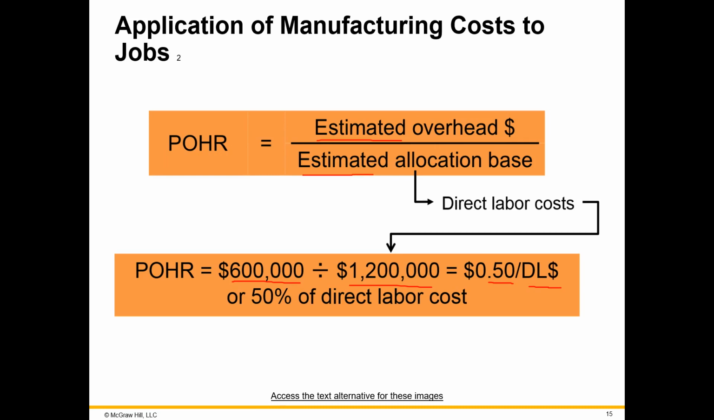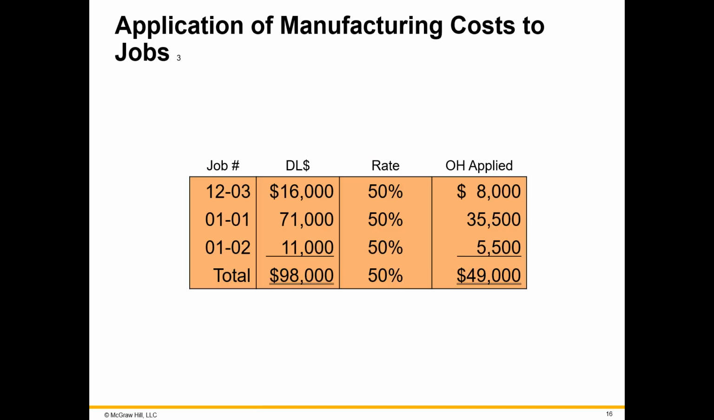Now we look at the next slide, and we see that when we actually apply the overhead, we're using actual numbers. So in this case, job 1203 had actual direct labor cost of $16,000. Job 0101 had $71,000, and job 0102 had $11,000. So these are actual numbers. So you take the actual numbers, multiply it by your rate, and you get the overhead applied amounts of $8,000, $35,500, and $5,500.